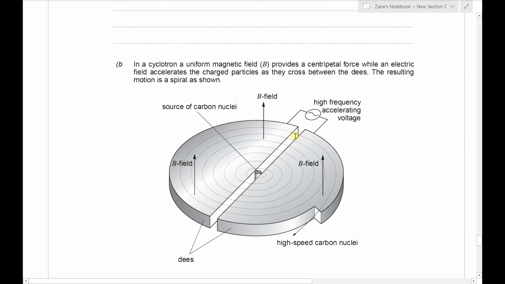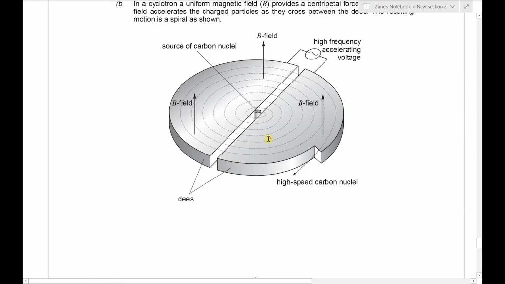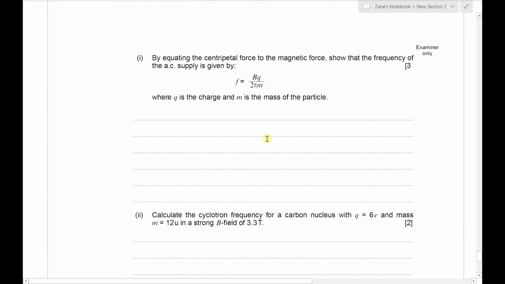For the second part of the question, we've got a cyclotron, one of the different types of particle accelerators, and we've got a uniform magnetic field, given the letter B, providing a centripetal force, while an electric field accelerates the charged particles as they cross between the D's here, and the resulting motion is a spiral as shown. Next part of the question: by equating the centripetal force to the magnetic force, we've got to show that the frequency of the AC supply is given by f equals BQ over 2 pi m.